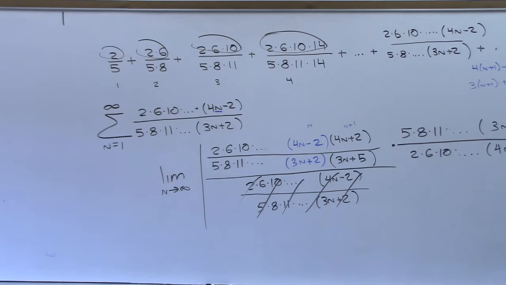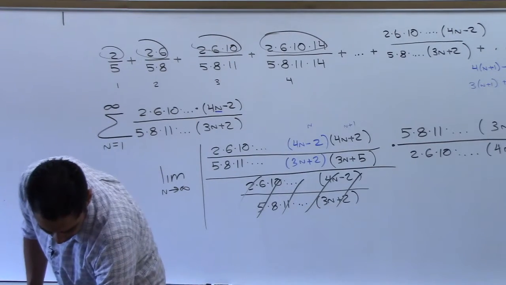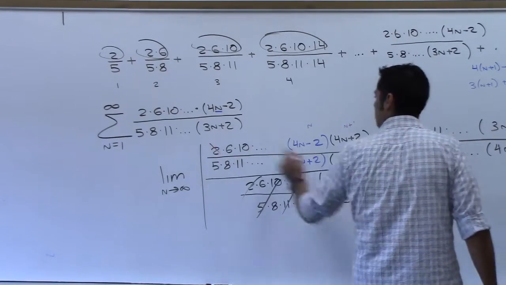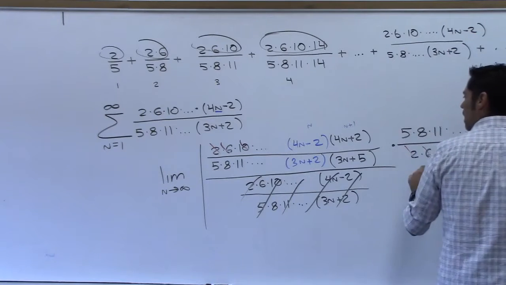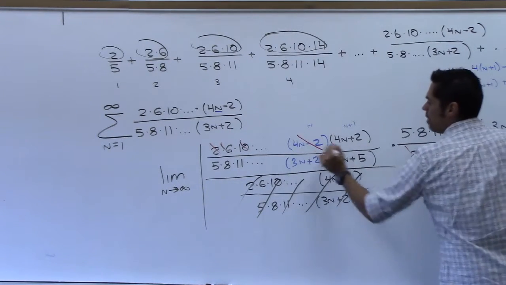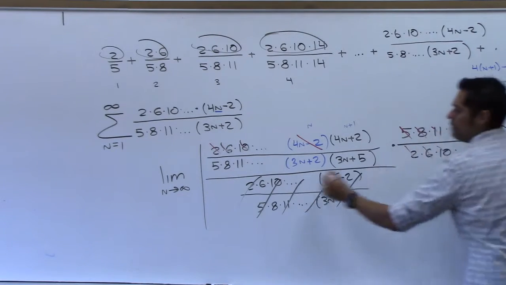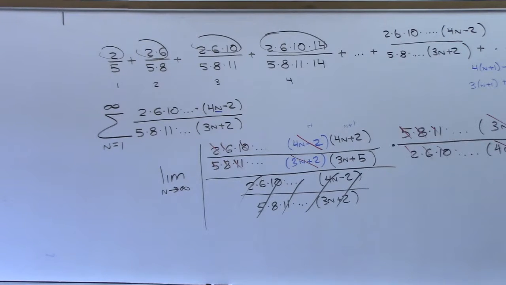And if you do it like that, then you have lots of cancellation. But not everything, right? Not everything goes away? Let's see. 2, 2, 6, 6, 10, 10, dot, dot, dot, everything. And this 4n minus 2 and this 4n minus 2 go away. The 5, 8, 11, 5, 8, 11, everything in here, the 3n plus 2 and the 3n plus 2. The only thing left is what? 4n plus 2 over 3n plus 5.